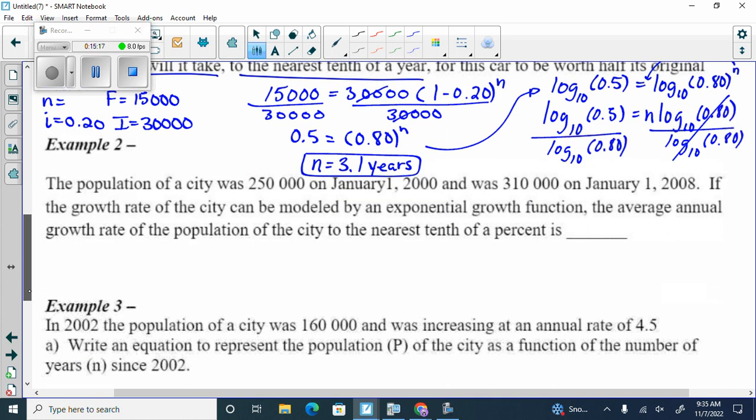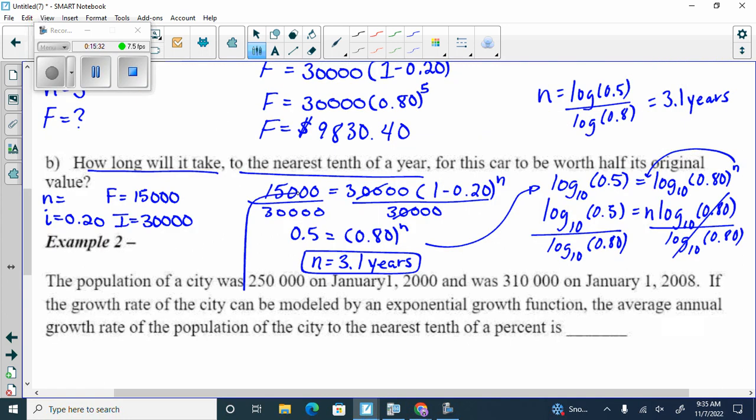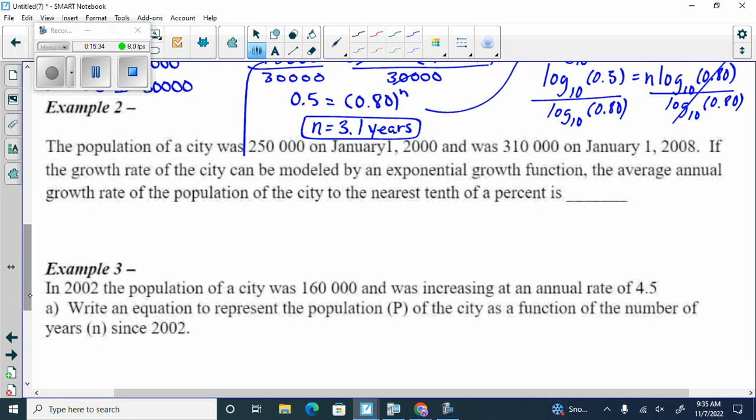Example 2. The population of the city was 250,000 on January 1st. Now you have to keep on reading to make sure whether that's final or initial, right? We don't know if it's final or initial till we keep going. The population of a city was 250,000 on January 1st, 2000. And then it was 310,000 on January 1st, 2008.